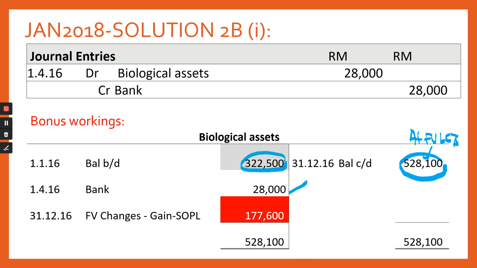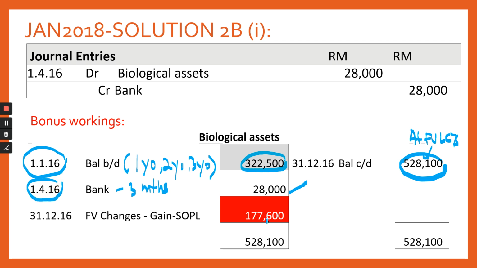28,000 is the one from the acquisition of the 3-month-old. This one is 1 year old, 2 year old, and 3 years old at the price on 1st of January 2016. This one is the 3-month-old sheep at the price 1st of April. And this fair value change is from our calculation that we did for our physical worth and our price change. So you can either do this way by totaling what you have in the debit and credit, or you can also do the workings by way of just doing the carrying amount.